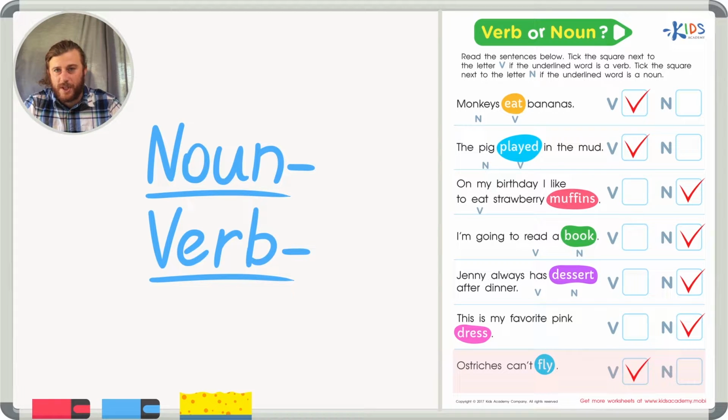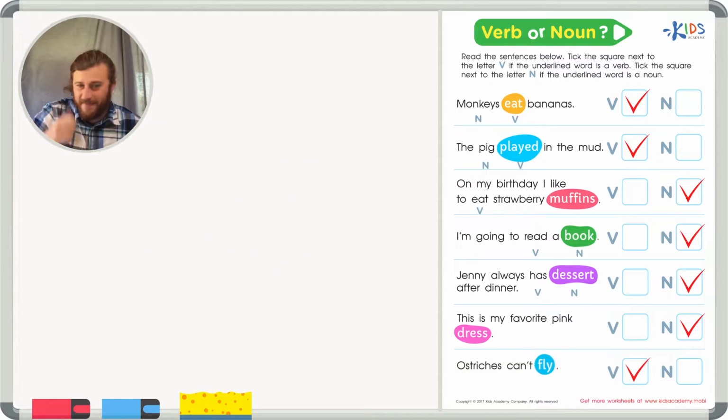Remember, boys and girls, when you're trying to decide if a word is a noun, ask yourself, is it a person, place, or thing? And if you're trying to decide if it's a verb, ask yourself, is this something I can do? Like running, playing, eating, reading?